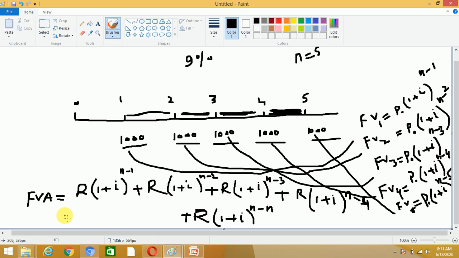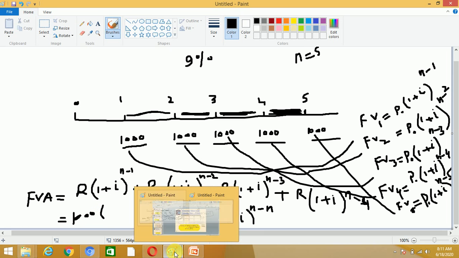Now in this formula, we will put values. R is how much? 1000. Okay, I will use the second.